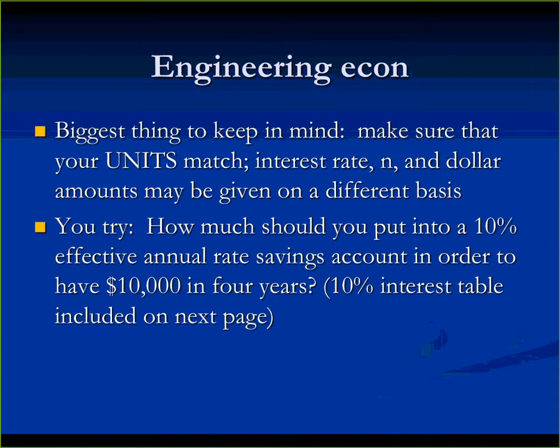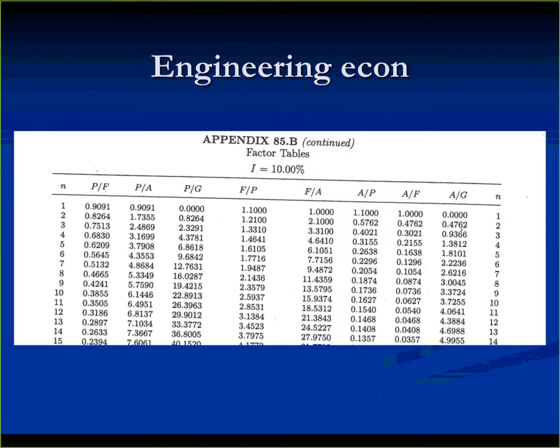So it looks like you're given a future value and a time period, and you've got an interest rate given, and you need to know how much to put into that account now, so that's a present value. So here's your factor table at 10%. I'll give you a few seconds on this one.